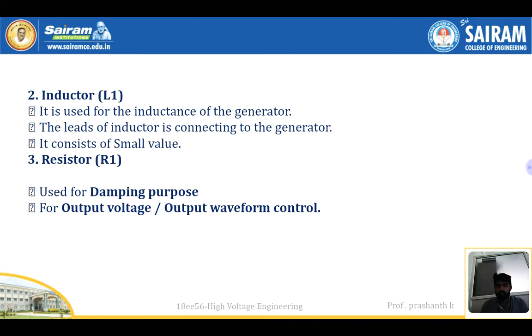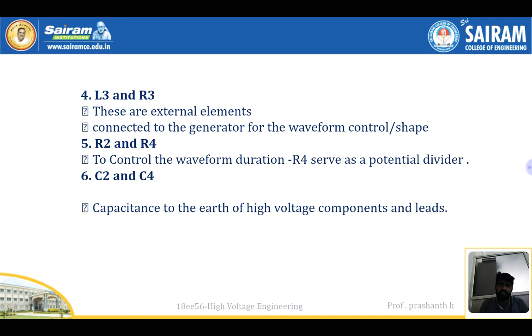Inductor L1 is the inductance of the generator, consisting of a small value. Resistor R1 is used for damping, for output waveform control. L3 and R3 are external elements connected to the generator for waveform shape control. R2 and R4 control the waveform duration. R4 serves as a potential divider.